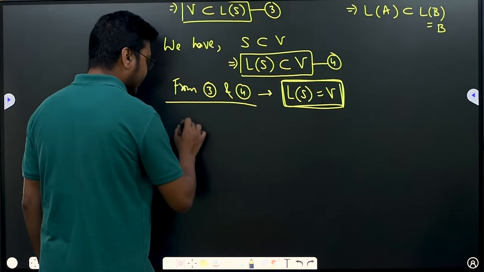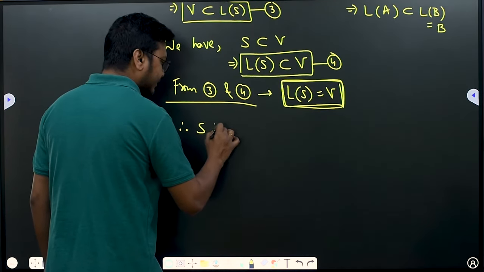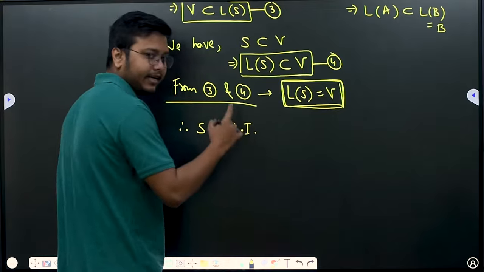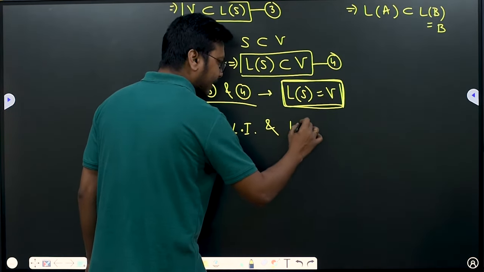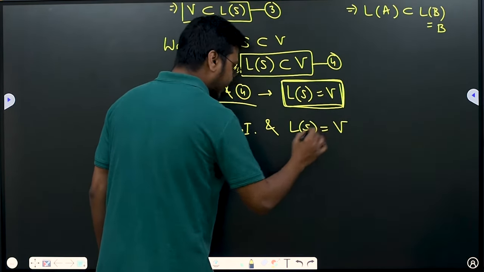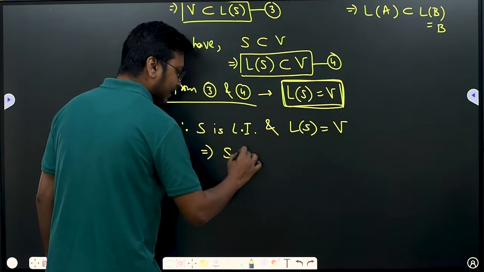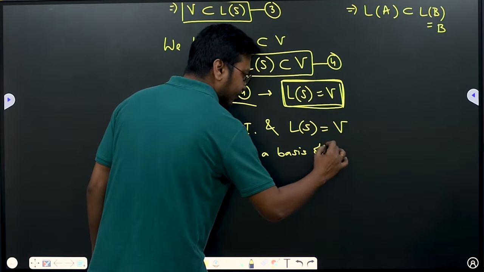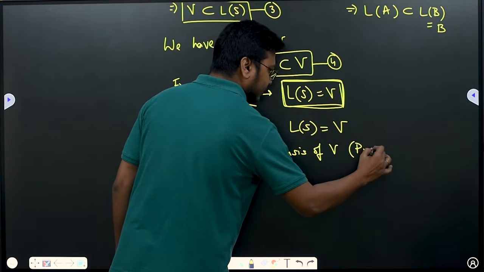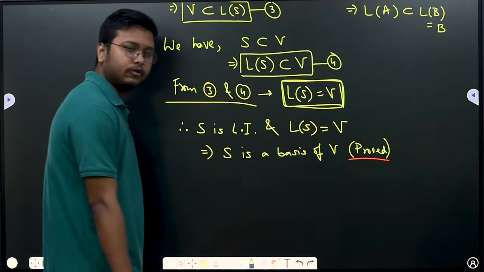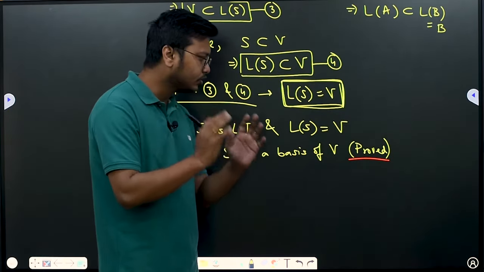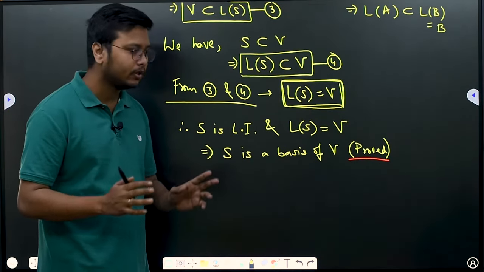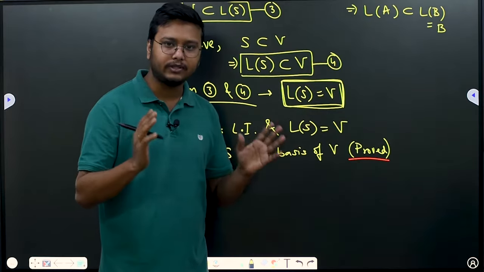So we have got that S is linearly independent, which we had already taken before, and at the same time L of S is equal to V. So together we can say that S is a basis of V, and hence the theorem is proved. This is a very, very important theorem and will be highly used while doing the problems.